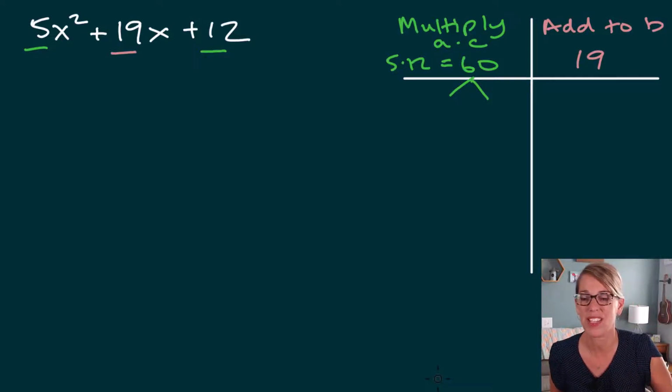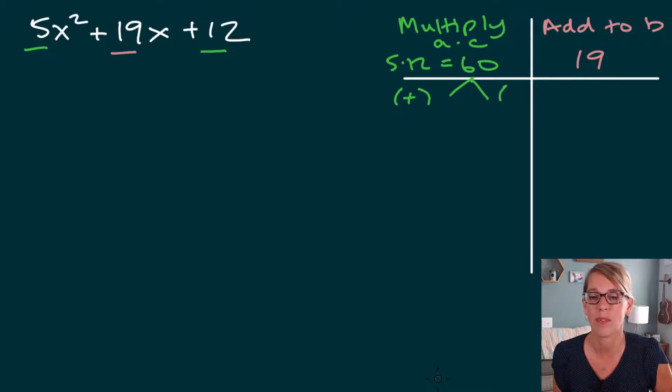Everything in this problem is positive. So as I'm looking at these, I really want a positive number times a positive number. That's a nice place to start. Now, I could do things like 10 times 6. That multiplies to be 60, but when I add those together, I get 16. It's close, right? But not quite.